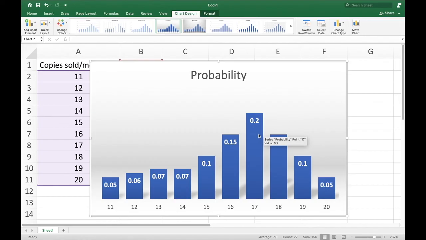hindi siya normally distributed. Dahil iba-iba yung kanilang mga probability, and of course, hindi naman nasa gitna yung mean talaga yung pinakamataas, 'di ba? Sabi natin, when we say normal distribution, we have unimodal, tapos infinite. Ito hindi siya infinite, hanggang 20 lang, hanggang 11 lang, 11 to 20 lang yung bound. That's why it is called a discrete distribution.